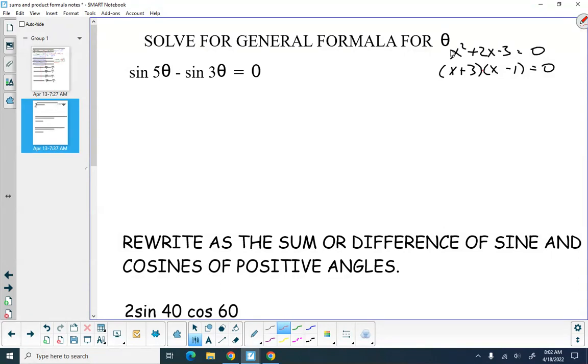When I'm in a multiplication problem, we have the multiplication property of 0. The multiplication property of 0 says if two or more things are multiplied together to equal 0, one of those things must equal 0.